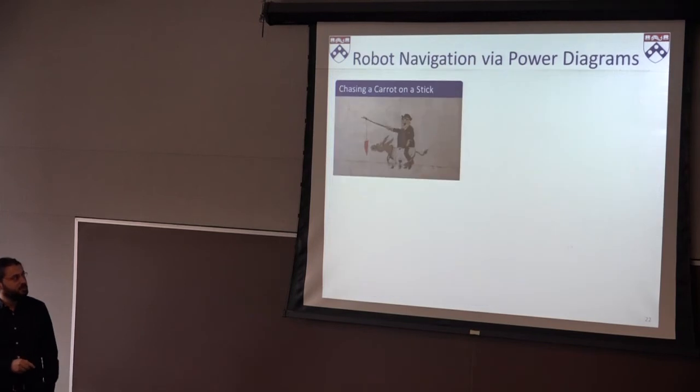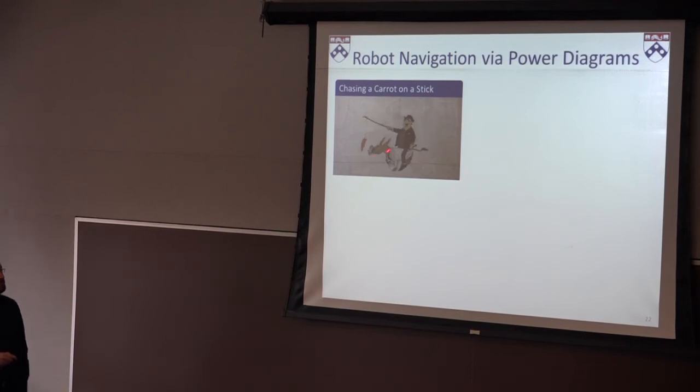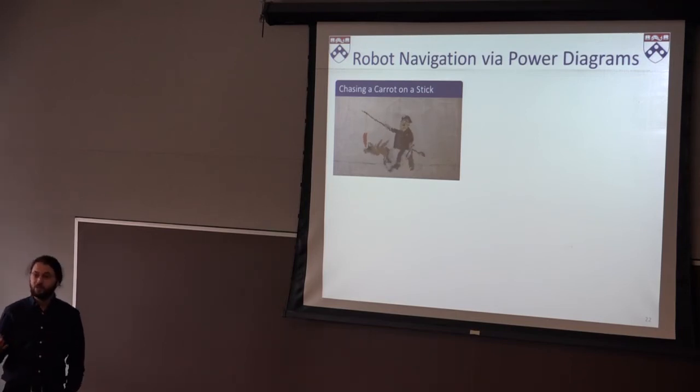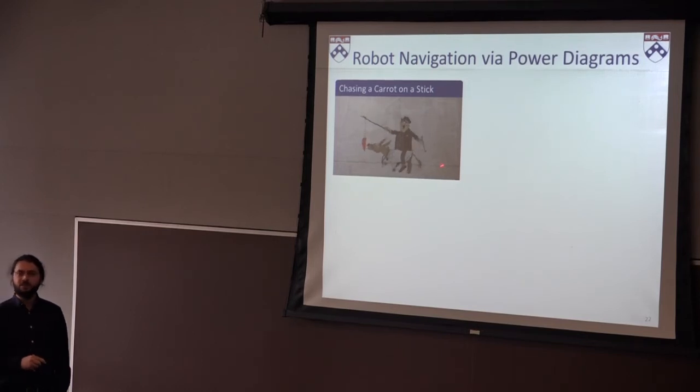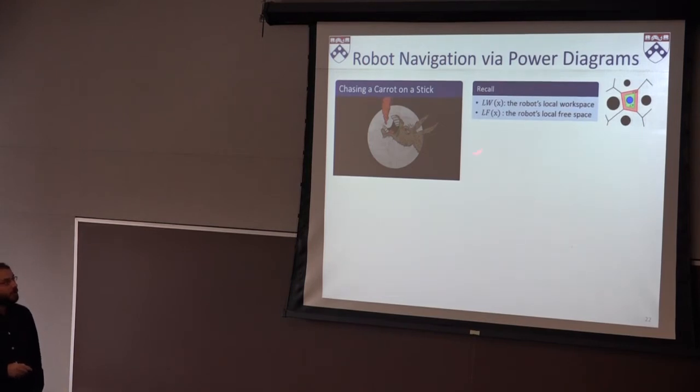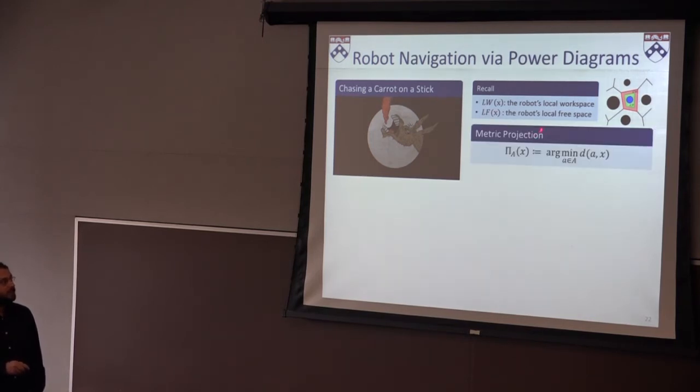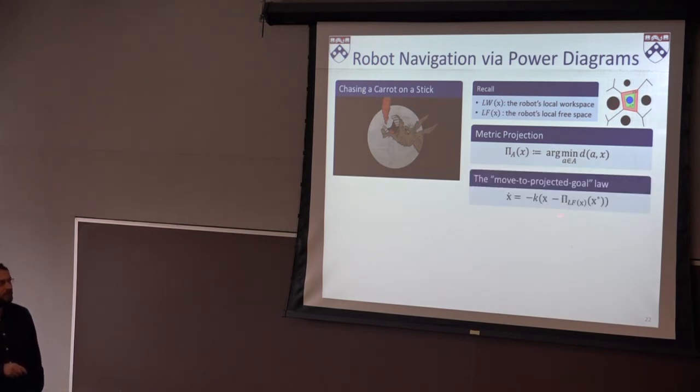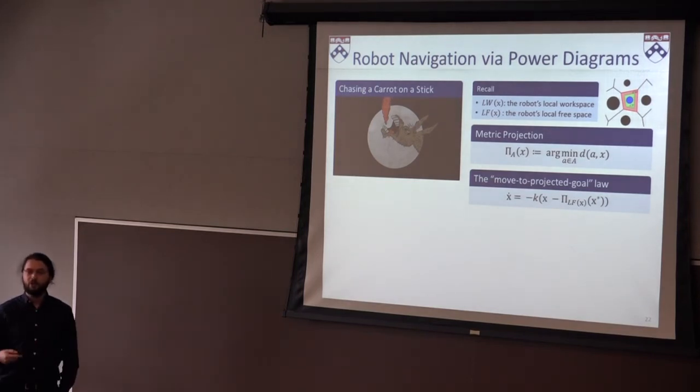So based on this observation and the idea of chasing a carrot on a stick, instead of trying to move our robot directly towards the destination, we want to cheat a little bit and give it a local target, like a carrot. So our local free space will be a cage behaving like a stick, and we want to place our carrot in a way that it is related with the metric projection. So we want to take the closest point on this workspace to the destination and place our carrot there. And then let the robot follow this local goal in an online manner.